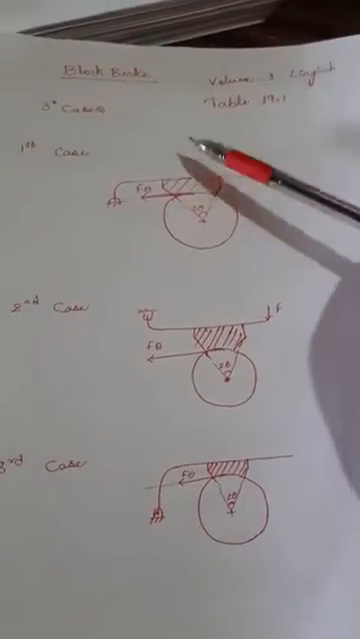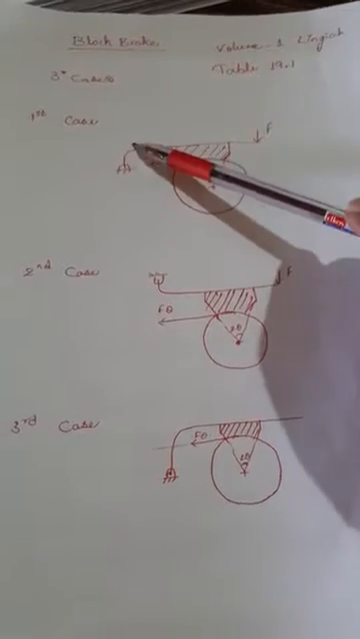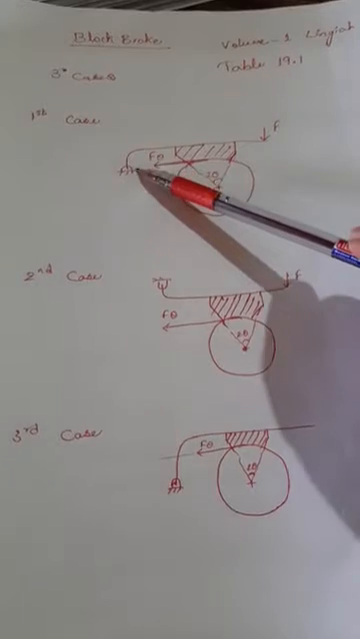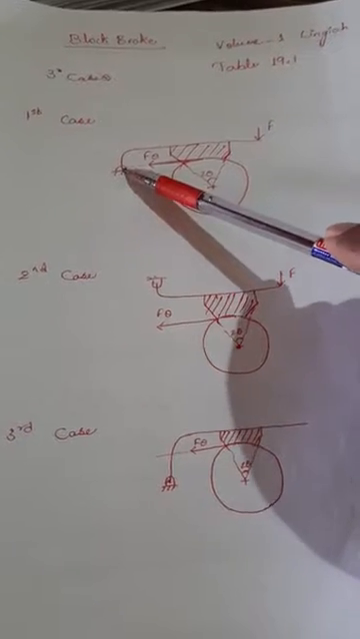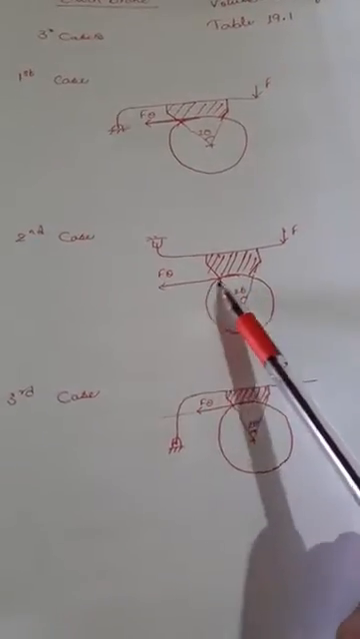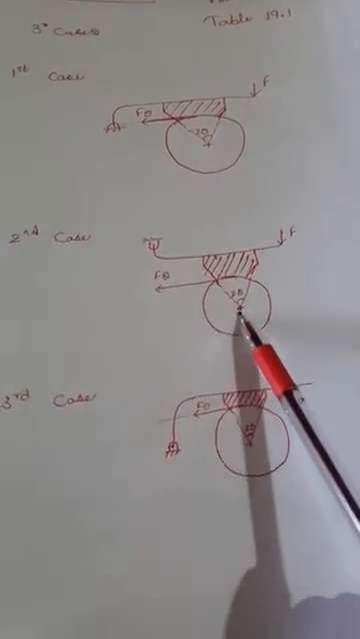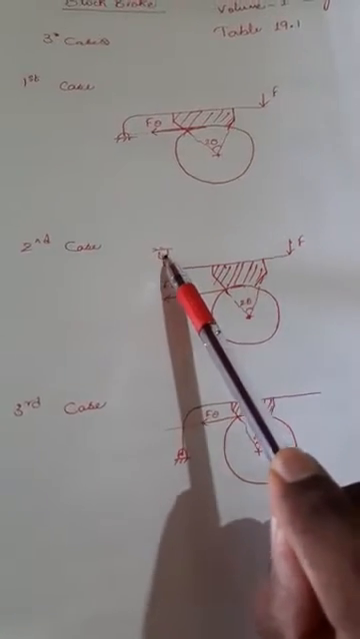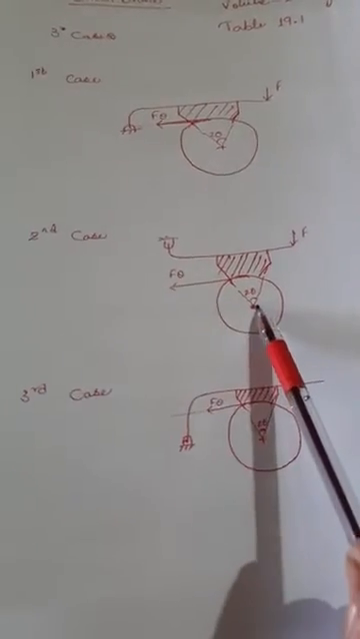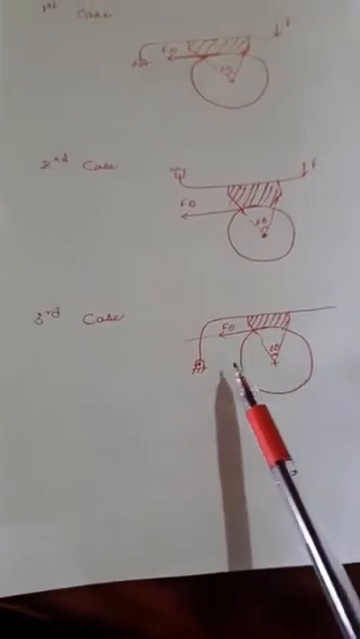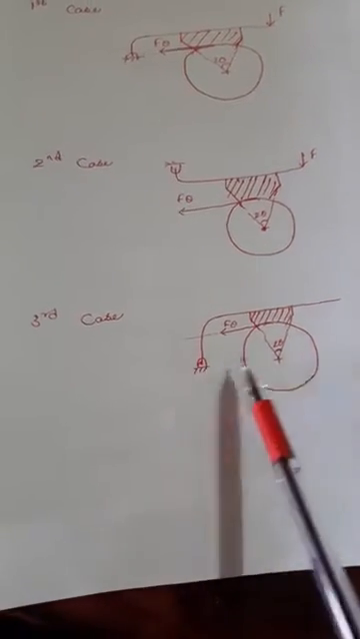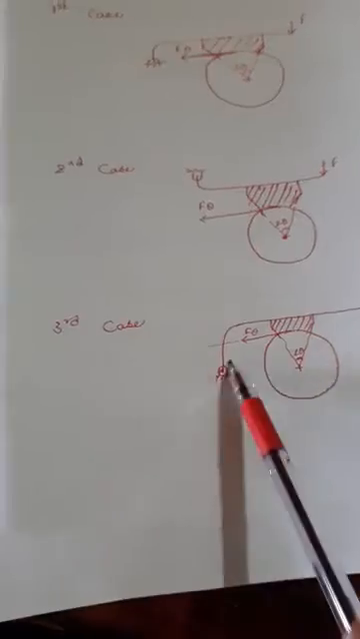So block brake. As we know, there are three cases: first case, second case, third case. First case, the F theta passes through the fulcrum to the center of the drum. Second case, F theta line is between the center of the drum and the center of the fulcrum. So F theta passes between these points. Third case, F theta is above these points. This is called the third case.